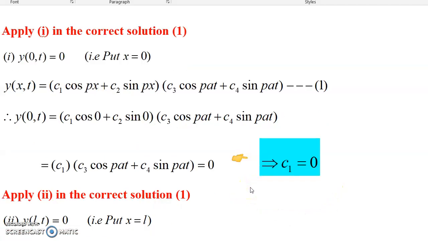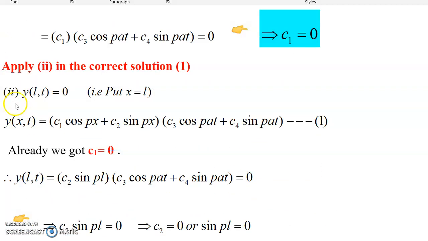Now let us apply the second boundary condition, y(L,t) = 0. What is the meaning of y(L,t) = 0? We have to put x = L. So go to the correct solution we have written here, and in the place of x we have to substitute L.